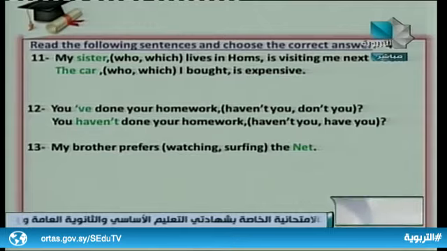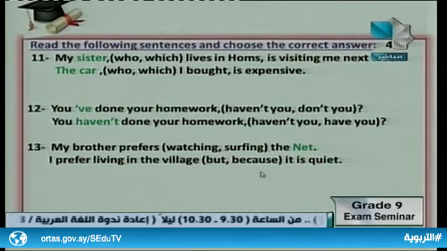So if the sentence is, my brother prefers, between brackets, watching or surfing, TV, of course we are going to use watching. Now, because we have the net, we have to choose surfing. So this means that we have to read the whole sentence and understand its meaning, context is always important, and then decide the correct choice. This second sentence depends on meaning rather than grammar.